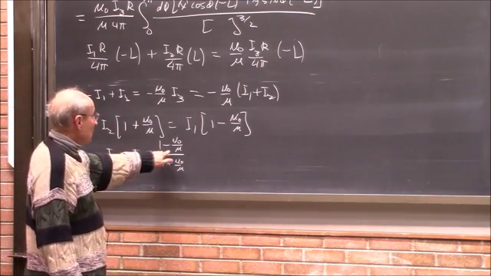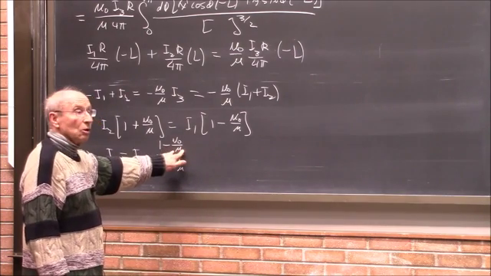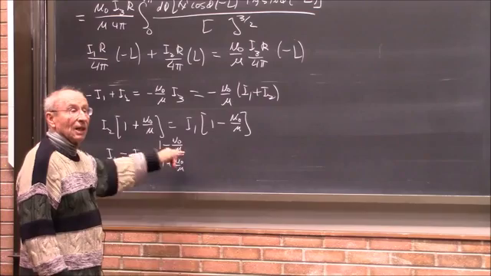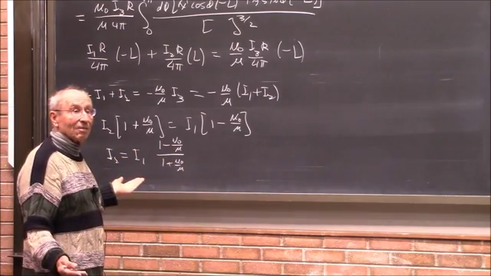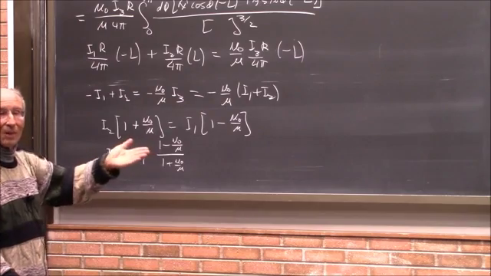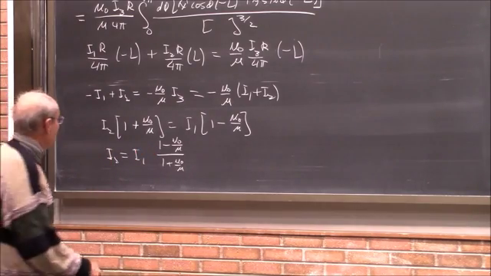And notice this is what we would expect. If mu was equal to mu 0, this would become 0, and it would be as though the plane wasn't there, which it wouldn't be. If mu was equal to mu 0, that's the vacuum situation.